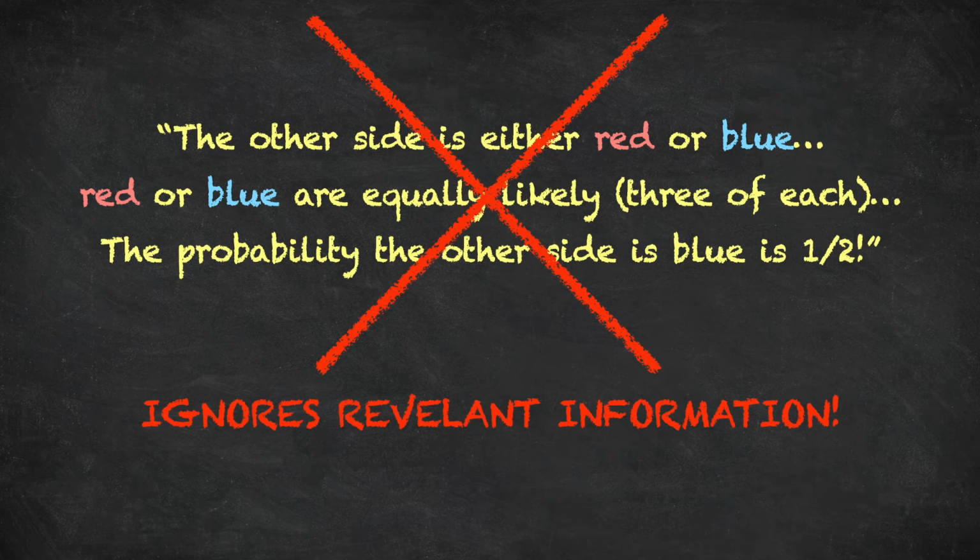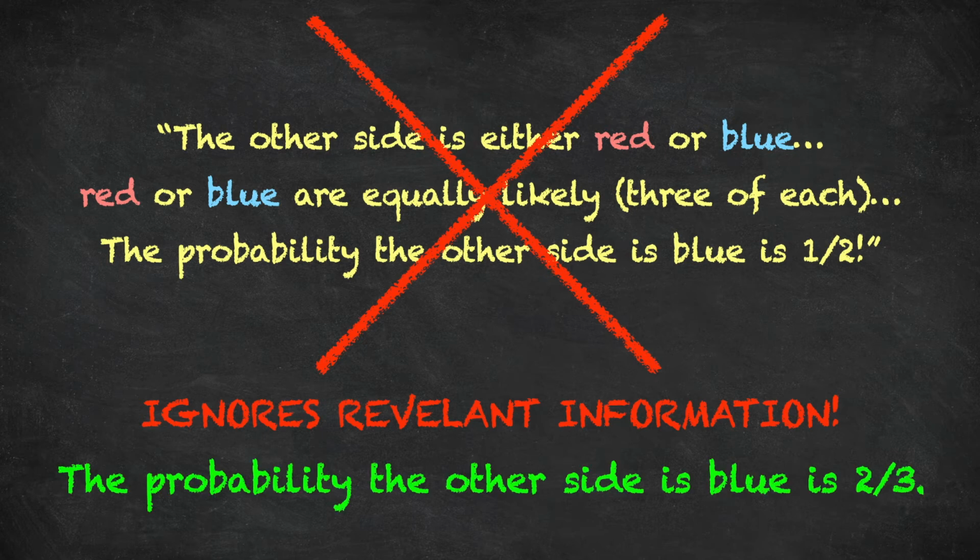But I did look at the card I pulled out, and I saw that one of the sides was blue. So I've received some information. Once I have that information, I need to update my beliefs based on seeing it. And actually, the answer is that the probability the other side is blue is equal to 2/3. This might not be immediately obvious, so I will explain the intuition for this next.